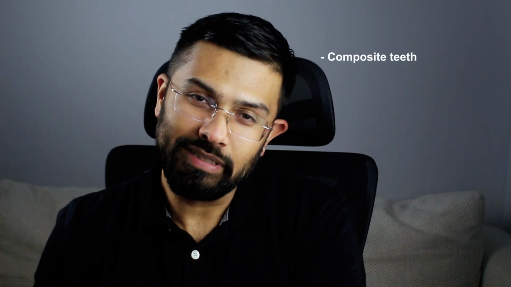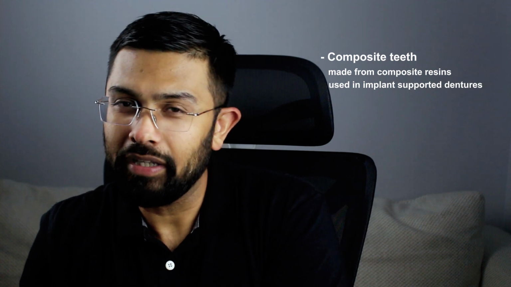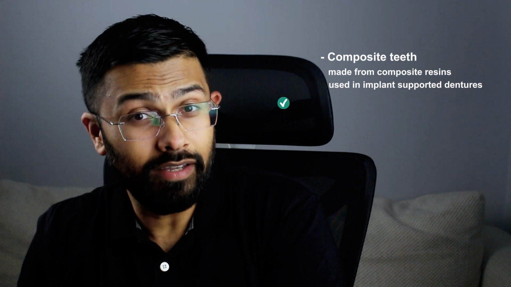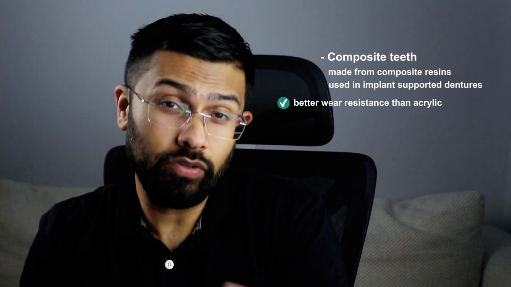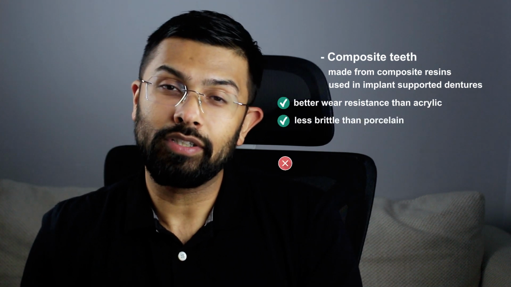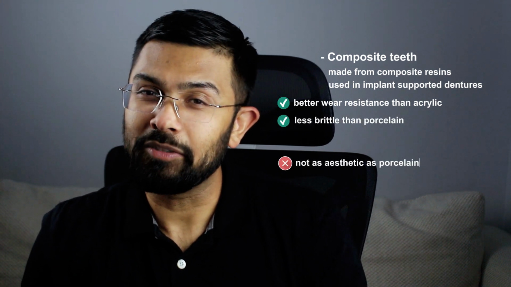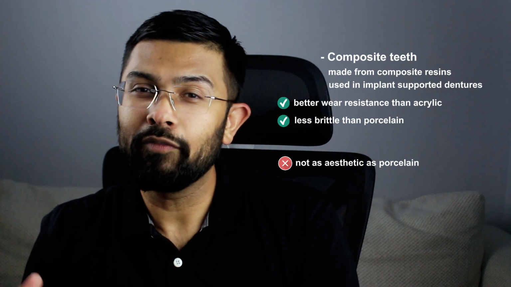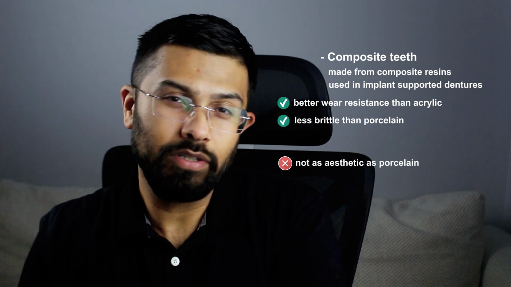Then there's another type, which is composite teeth. This is basically a newer development made from composite resins, but often used in implant-supported dentures. The advantages are that they have better wear resistance than acrylic, less brittle than porcelain. The disadvantages are that they are still not as aesthetic as porcelain. The bonding varies based on the material as well.